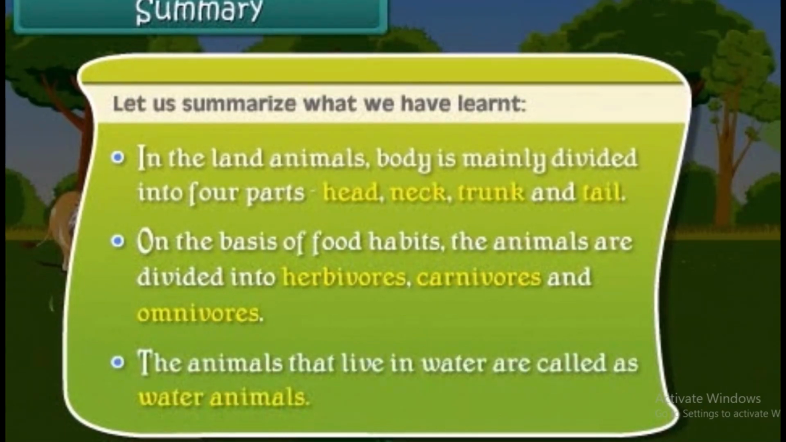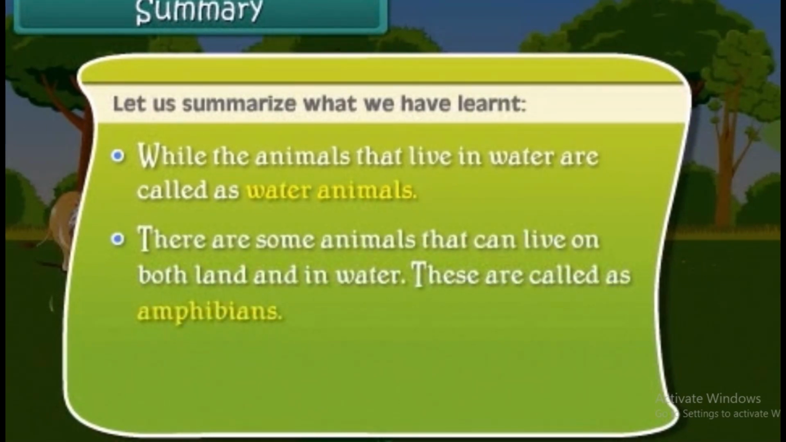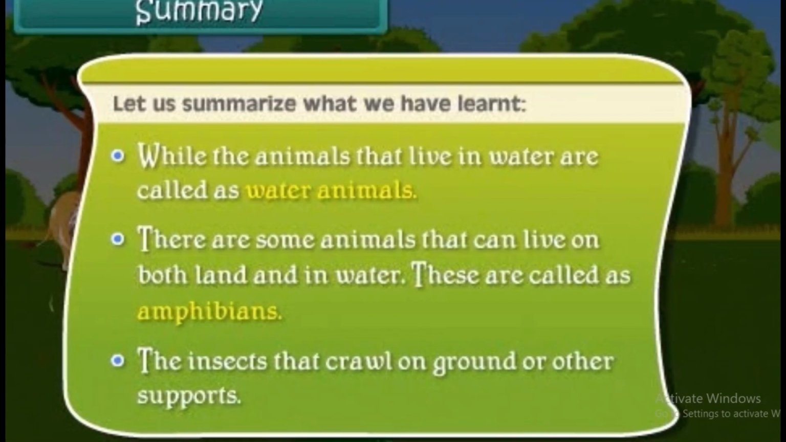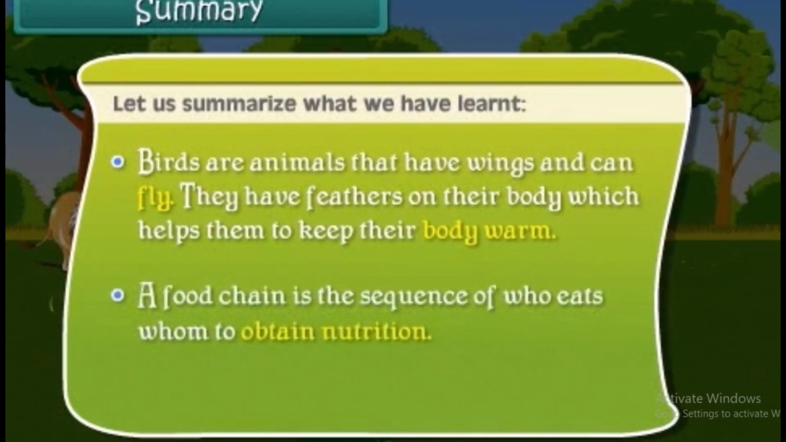The animals that live in water are called water animals. There are some animals that can live both on land and in water. These are called amphibians. The insects crawl on the ground or other supports. Birds are animals that have wings and can fly. They have feathers on their body which help them to keep their body warm. A food chain is the sequence of who eats whom to obtain nutrition.